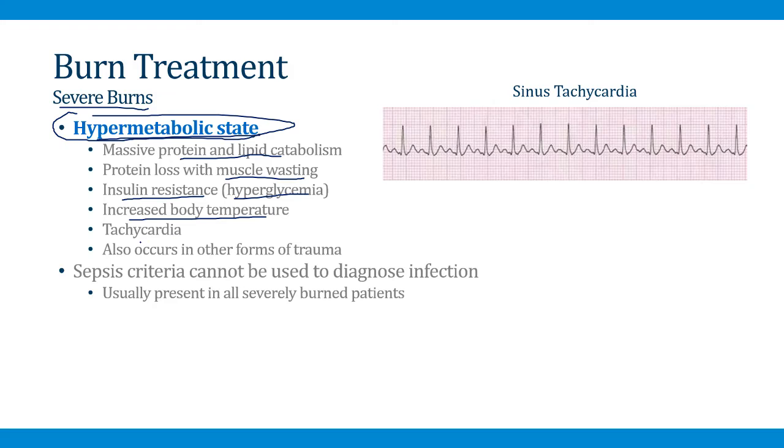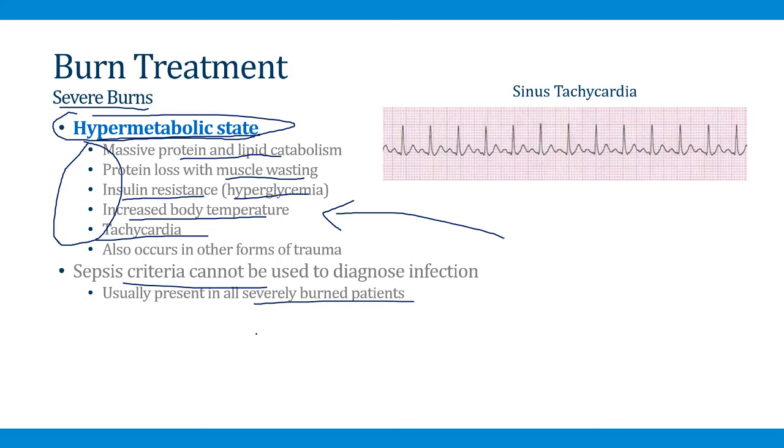These patients also usually have a persistent sinus tachycardia. And all these things can be seen in any form of massive trauma, but they are also seen in patients who have extensive burn injury. And because patients with burns have all of these things going on, you can't apply the sepsis criteria to diagnose infection. In other videos, I talk about diagnosing sepsis. Some of the criteria include tachycardia and fever, but all these things are present in severely burned patients.